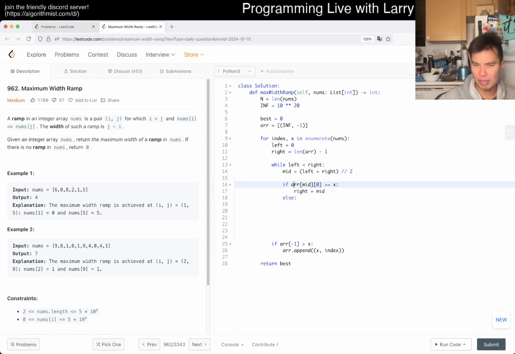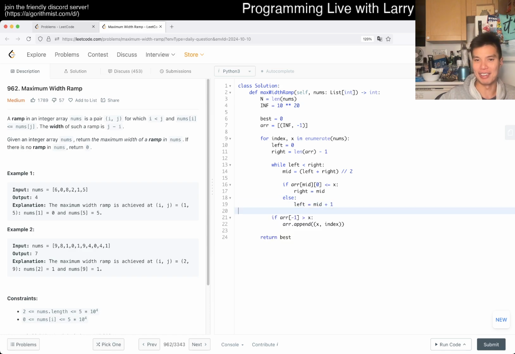Wait, did I do this wrong? Yeah, I did this wrong. I meant if x is greater than or equal to, then now you want to try an earlier index to see if it's a smaller number. Ooh, okay, yeah. Very easy to get wrong. You have to think about it. Well, I have to anyway.